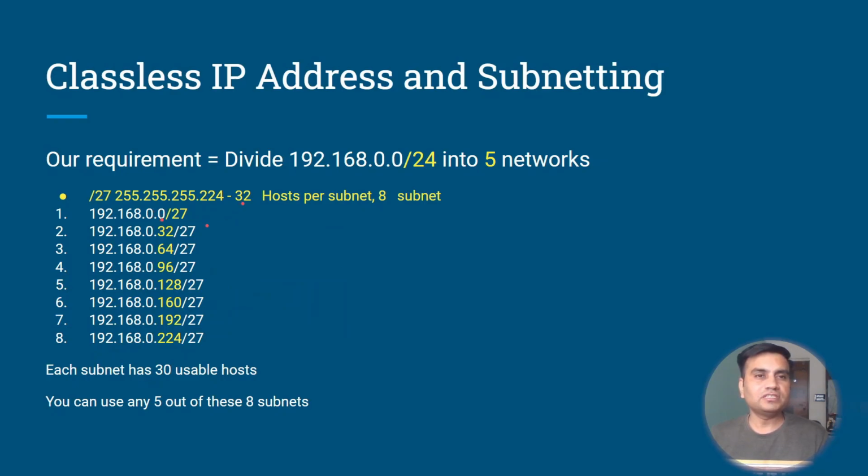How many computers in each network? 32, right here, 32. What will be the next? 64. What will be next? Keep adding 32, you will get all your subnets. What is your CIDR? /27, right?